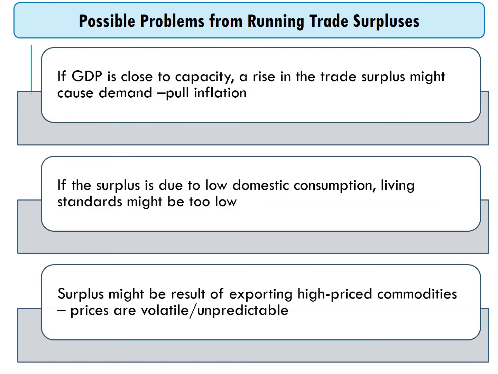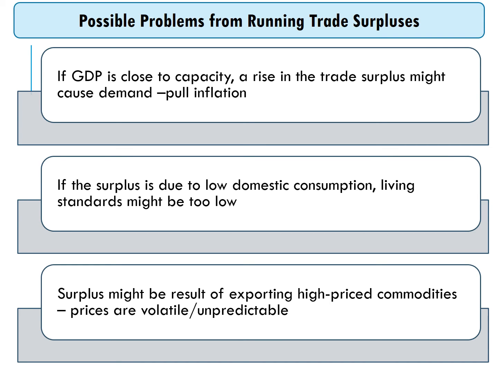The flip side of that, there may be some problems from running trade surpluses as well, having higher exports than imports. If there's a lot of demand for exports and GDP is close to capacity, that could result in demand pull inflation. If a lot is being manufactured in a country but then not being consumed, rather exported, then that might indicate a low standard of living for people within that country. They're not consuming them, they're making them and then exporting them.